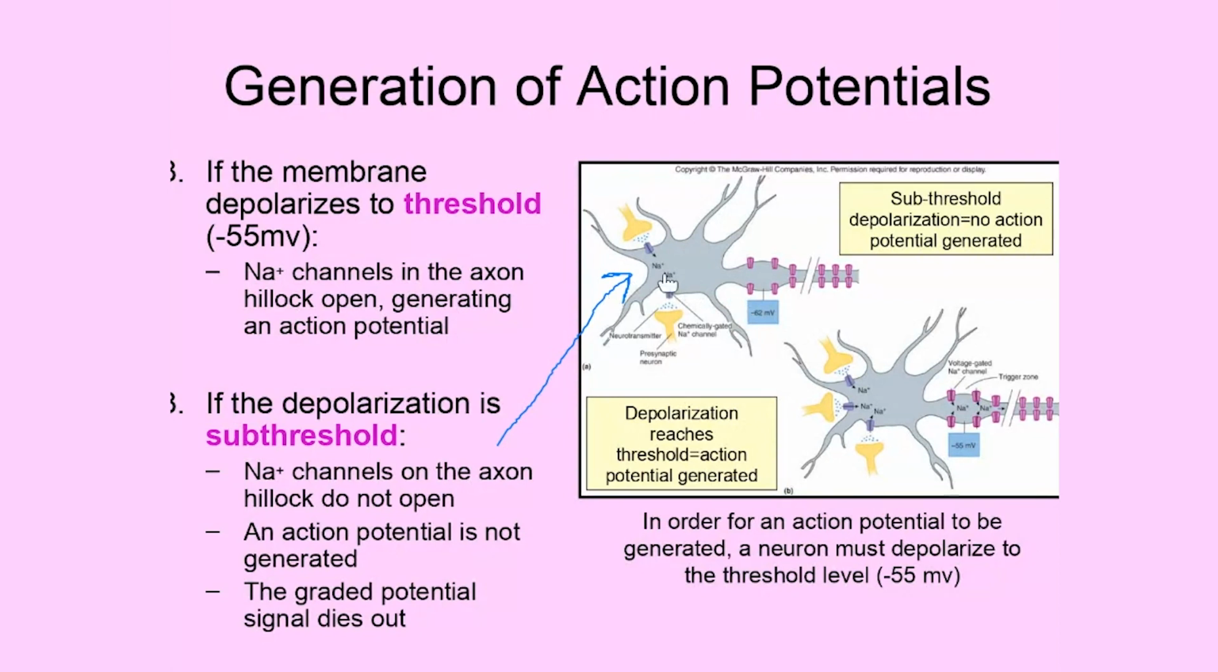Otherwise, our graded potential will just die out, which means eventually these sodium channels close, sodium stops coming in, we stop depolarizing, and the sodium-potassium pumps take us right back to our resting membrane potential without an action potential ever having been generated. So with a subthreshold depolarization, we don't get an action potential generated. This neuron does not pass on, it does not communicate the fact that there was a change in its environment. So no other cell, no other part of the body becomes aware of that change.